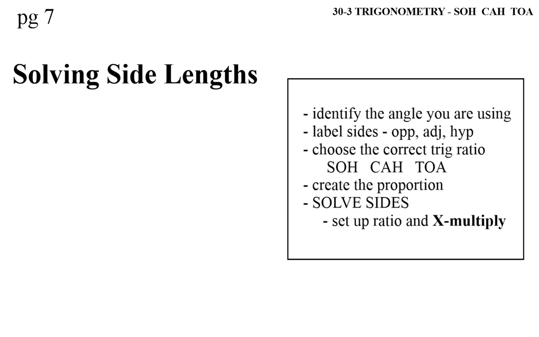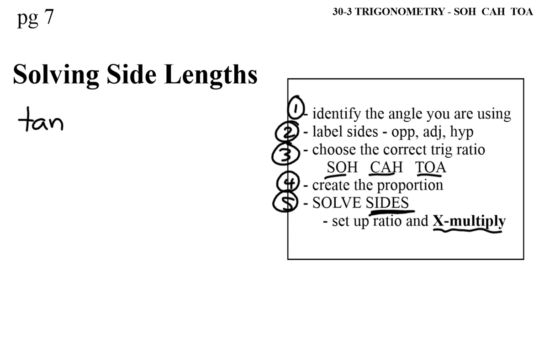Again, identify the angles you're using. Label the sides, not new. Choose your trig ratio. Little different, but still, is it going to be SOH CAH TOA? Create your proportion. But now, solving for a side, we cross multiply. We don't need the second function here. Cross multiply. Well, it'll look something like this.